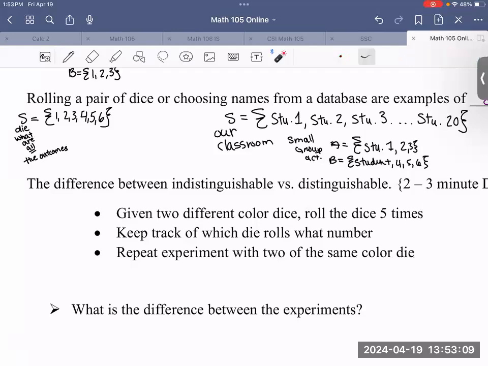Now what we're gonna do is roll your dice 5 times. We're gonna start with 2 different colors. So 2 different colors, is that gonna be indistinguishable or distinguishable? Well, we're gonna be doing distinguishable. You can tell the difference using the 2 different colors. So we're gonna roll 5 times and keep track of which dice rolls what number. Then we're gonna repeat this experiment again using the same color dice, which are indistinguishable. And then I wanna figure out, well, what is the difference?